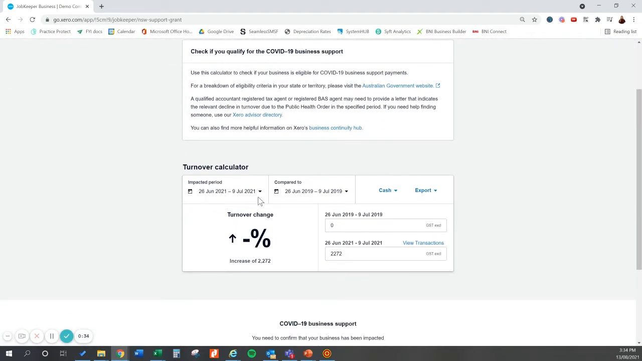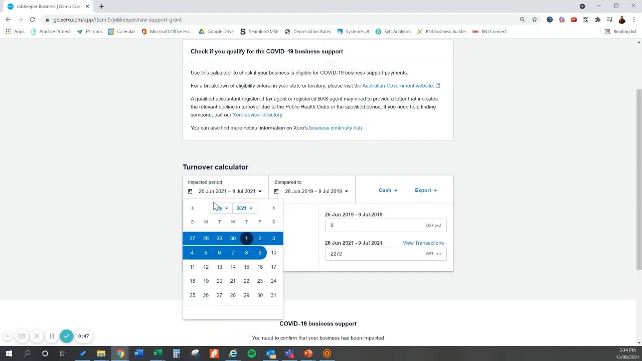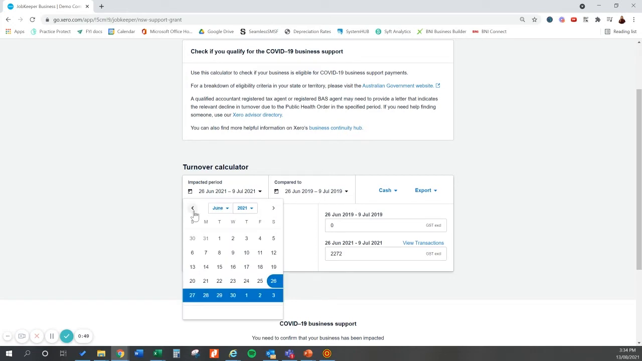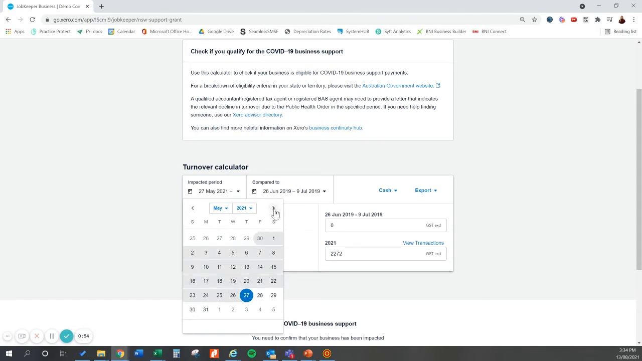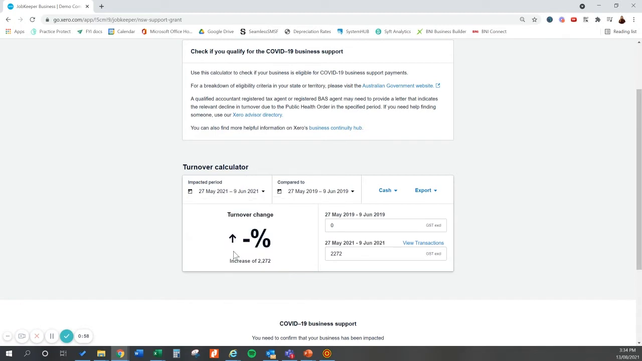This is where you can play around with your worst period in this financial year from 27th of May to what you would consider your best 2-week period in 2019, to help you find that 70% turnover. It's a bit of a Friday night fun for you. Start by choosing your worst period. For example, if you were shut down during the first lockdown that we had from the 27th of May, my 2 weeks of lockdown. This is now automatically comparing it to the same period back in 2019.